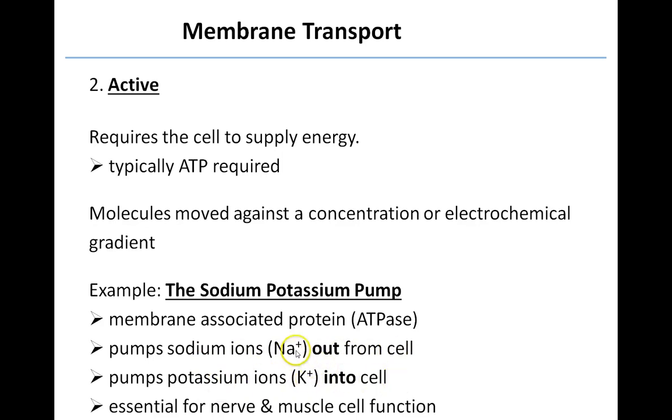An ion is a charged atom. Na plus is a charged sodium atom. K plus is a charged potassium atom. An electron has been removed from each of these atoms. Now the pumping of sodium and potassium is very important for muscle and nerve cell function.